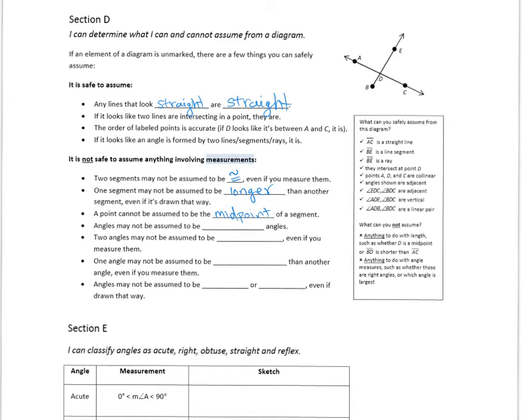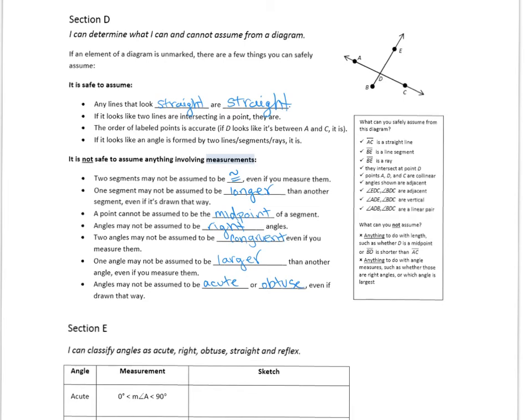Angles may not be assumed to be right angles, even if you want them to be. Two angles may not be assumed to be congruent, even if you measure them. One angle may not be assumed to be larger than the other, even if you measure it. Angles may not be assumed to be acute or obtuse, even if they're drawn that way.